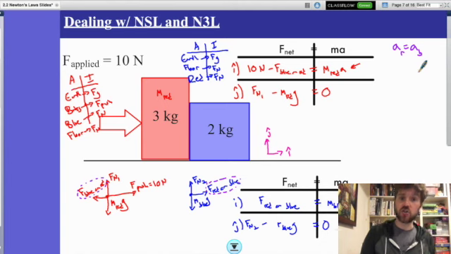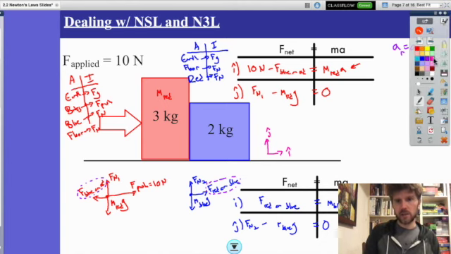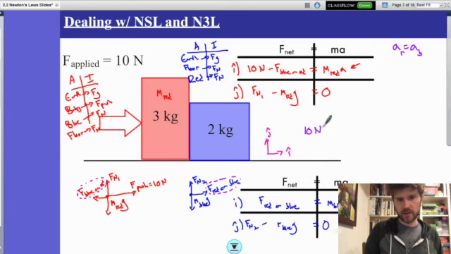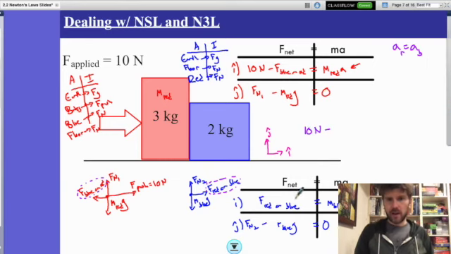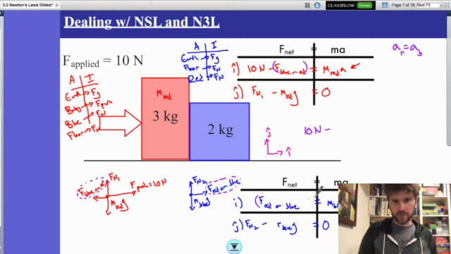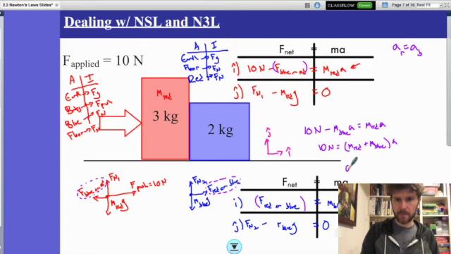We're going to get these kind of constrained systems all the time. And so I can put together my first two equations. I'm going to take my first equation and write 10 newtons minus, now instead of writing F blue on red, I know that these are the same magnitude, so I'm going to write minus M blue A equals M red A. So I get 10 newtons equals M red plus M blue times A. So my acceleration is 10 newtons over their combined mass.